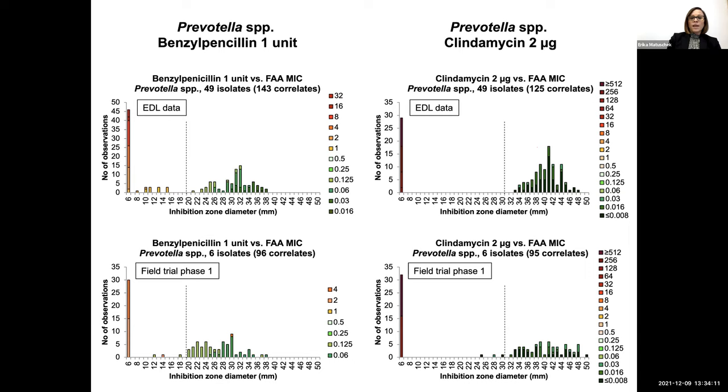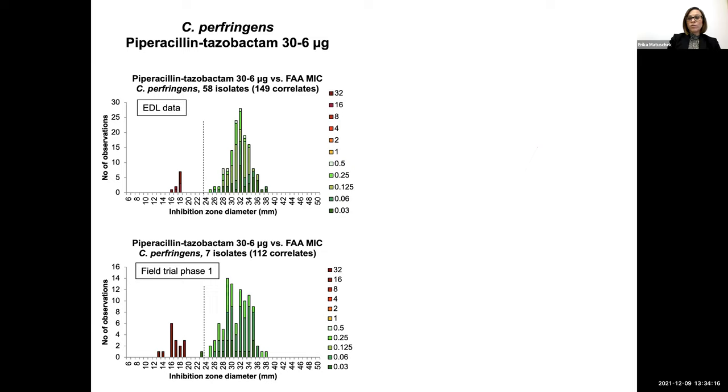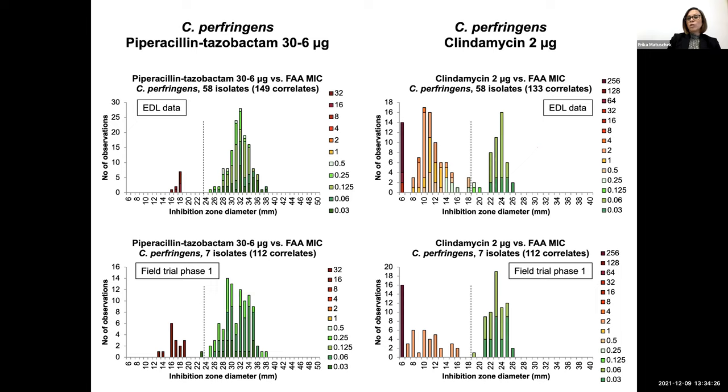And in the next slide, you will see Clostridium perfringens, piperacillin tazobactam, a few resistant isolates, but those are nicely separated from the susceptible population. Clostridium perfringens with clindamycin, here you see a susceptible population, a low-level resistant population, and a high-level resistant population. And again, these are also nicely separated, both tested at EDL and in the field trial. And as you can see, we have not missed any clindamycin resistant isolates here.